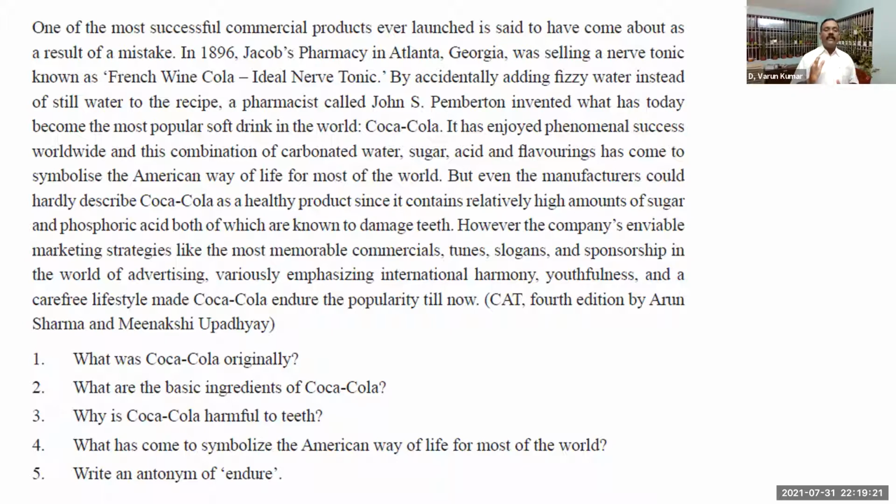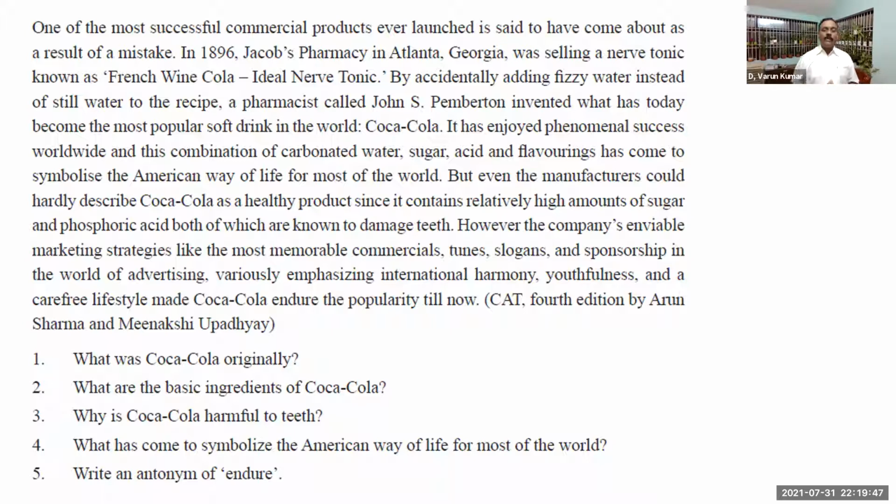See, what was Coca-Cola? It is a direct question. Coca-Cola was originally a nerve drink, a nerve tonic. Actually, it was an ideal nerve tonic. It is given, French wine cola, ideal nerve tonic. This is what Coca-Cola originally was.